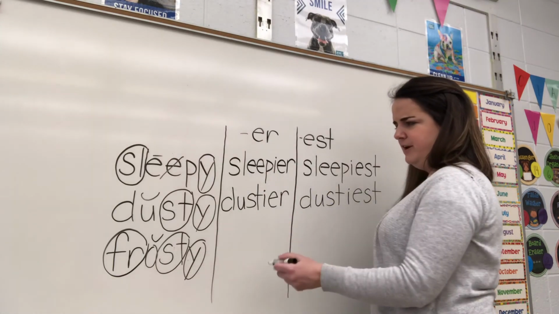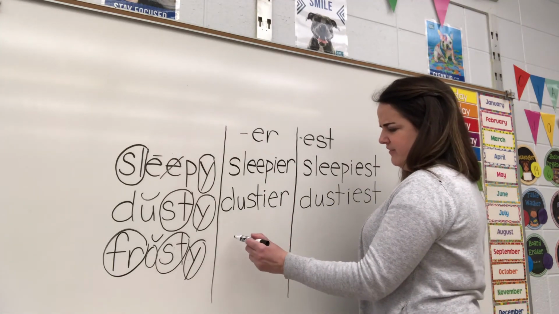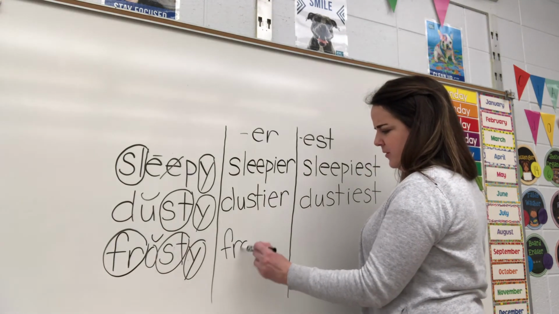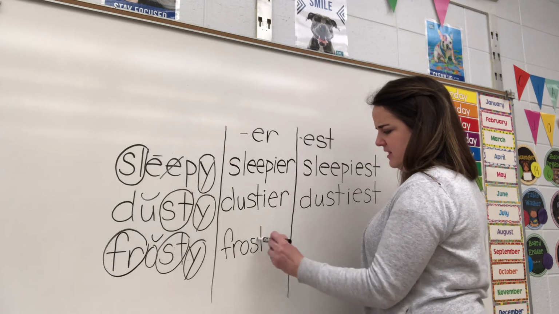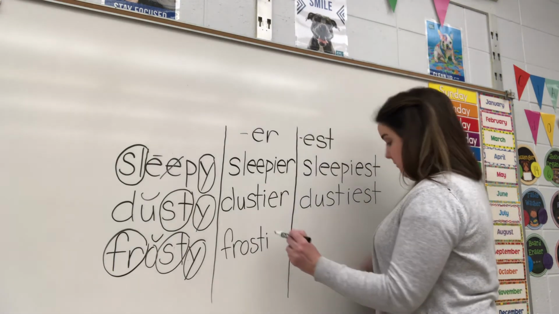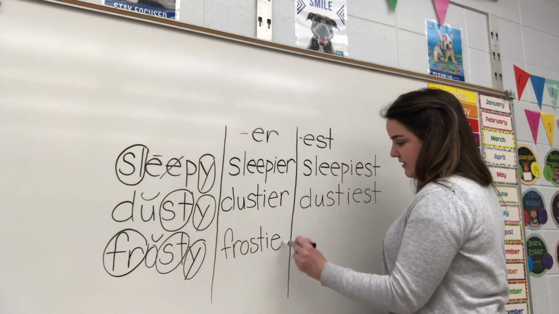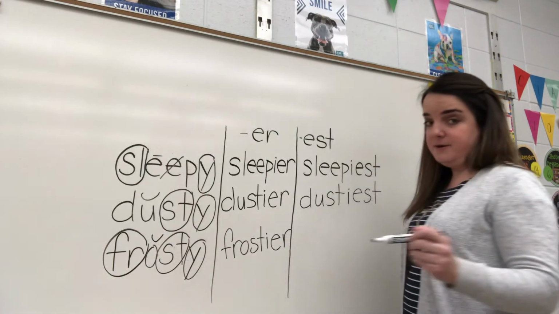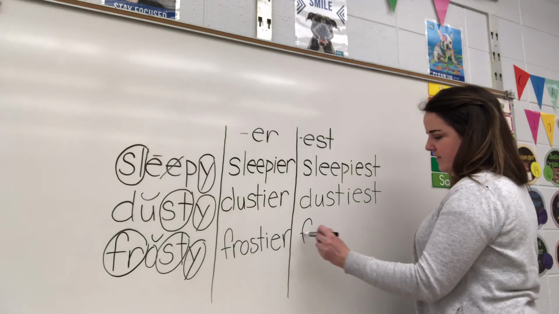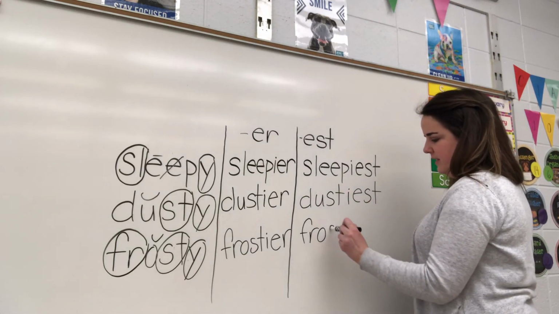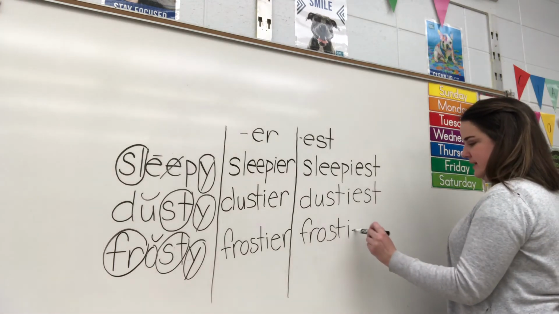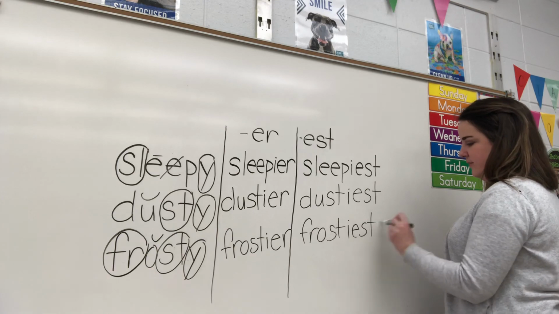So we're going to come over here to the er section. I'm going to write the word F-R-O-S-T. Not going to keep the y, I'm going to change it to an I. And then add the suffix er for frostier. And then the last one is est. F-R-O-S-T I-E-S-T for frostiest.